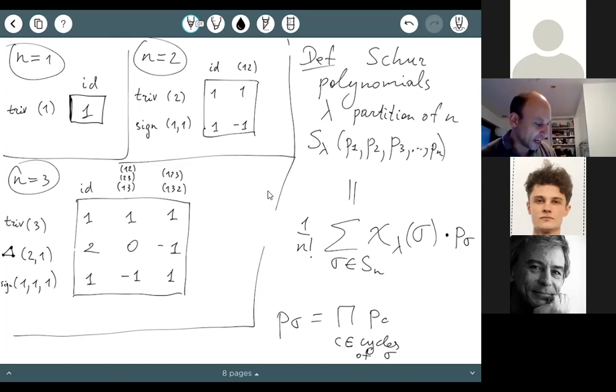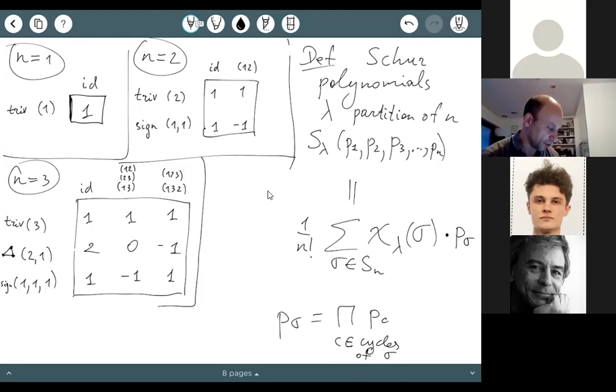So let me do the examples. It will be much clearer, I think. Do I have enough room? Okay, I'll try to find enough room to do the examples here.